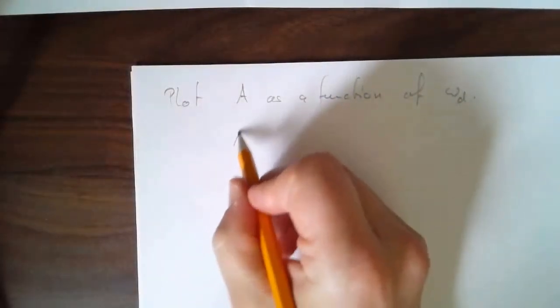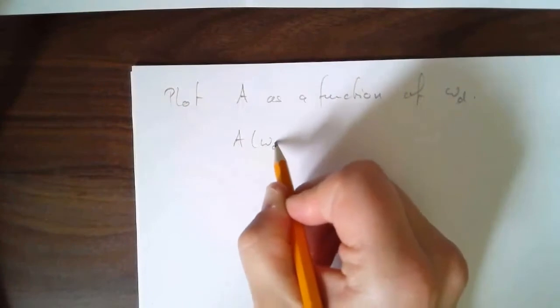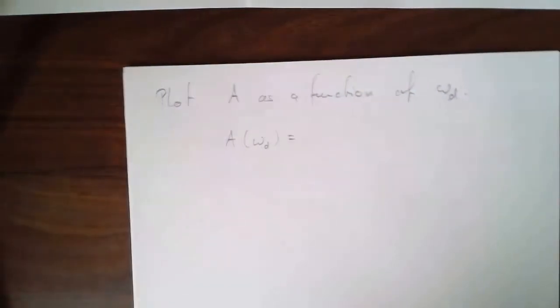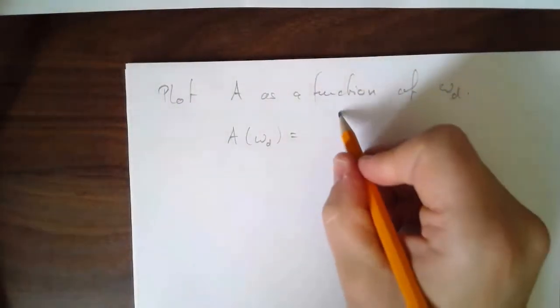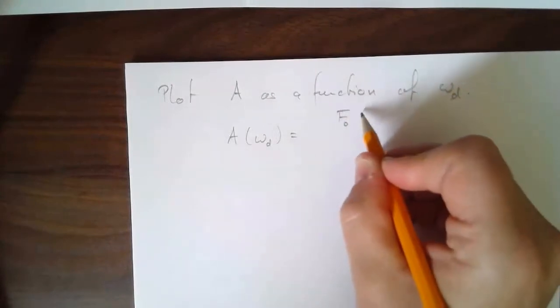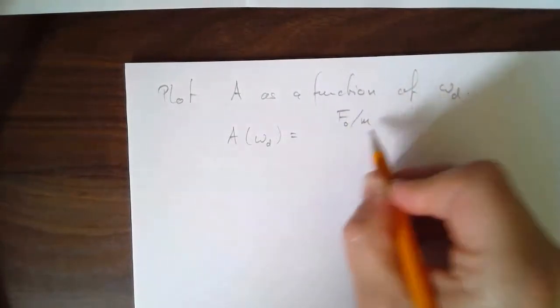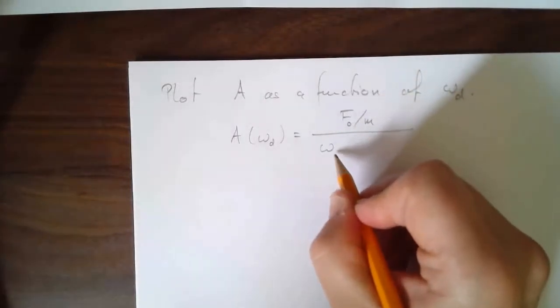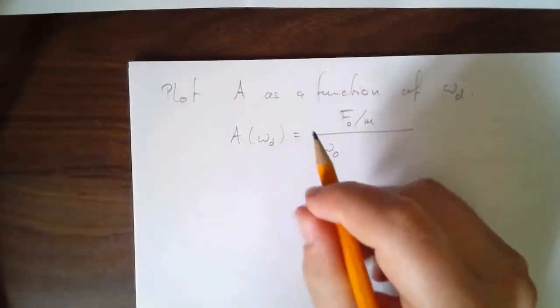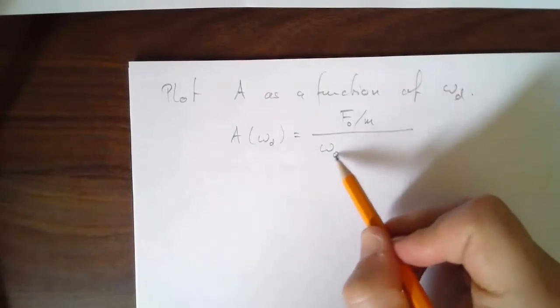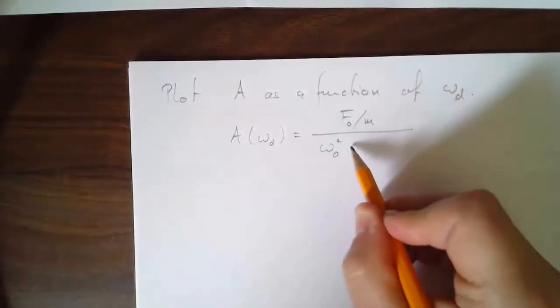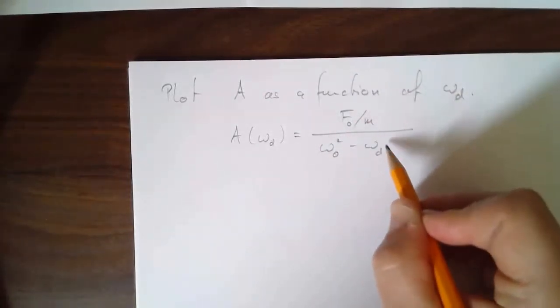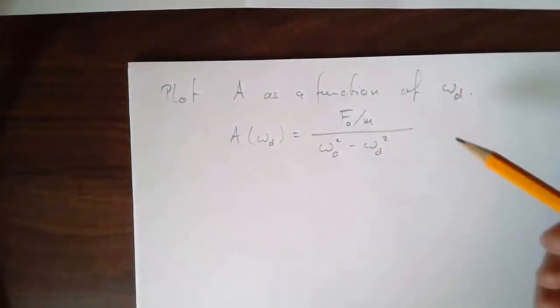I have that A of omega d is equal to the overall strength of my driving force divided by m, all divided by the natural frequency squared minus the driving frequency squared. Now I'm going to make a small change here.